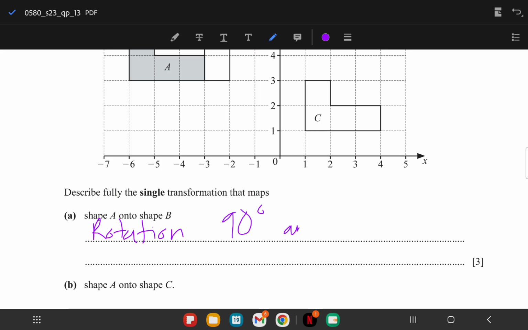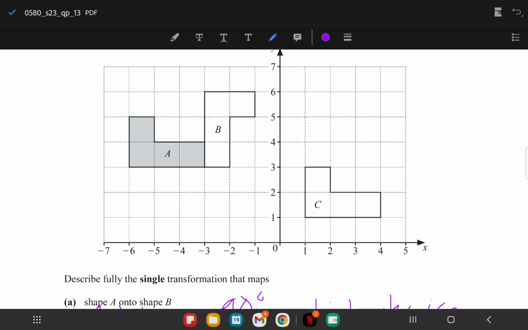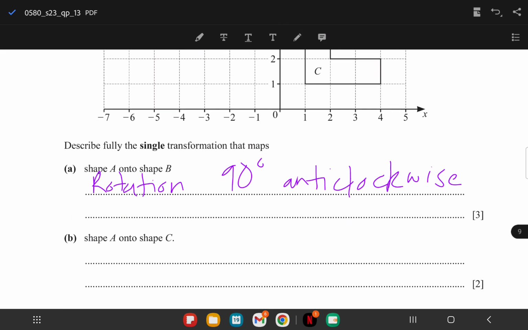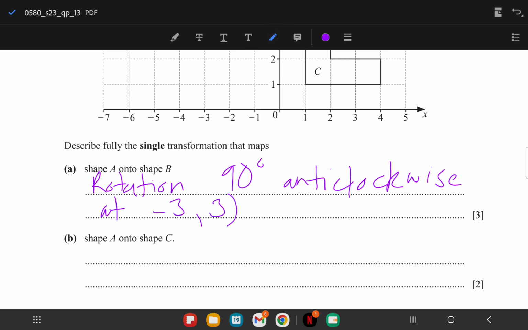And it has moved in the anti-clockwise direction. Okay, so it's moved against the direction of the clock hands. So that's a rotation 90 degrees anti-clockwise, and the center of rotation is this point there. That's the pivot that is moving our shape. You can see those 2 points are touching each other, and the coordinates of that point are -3, 3.